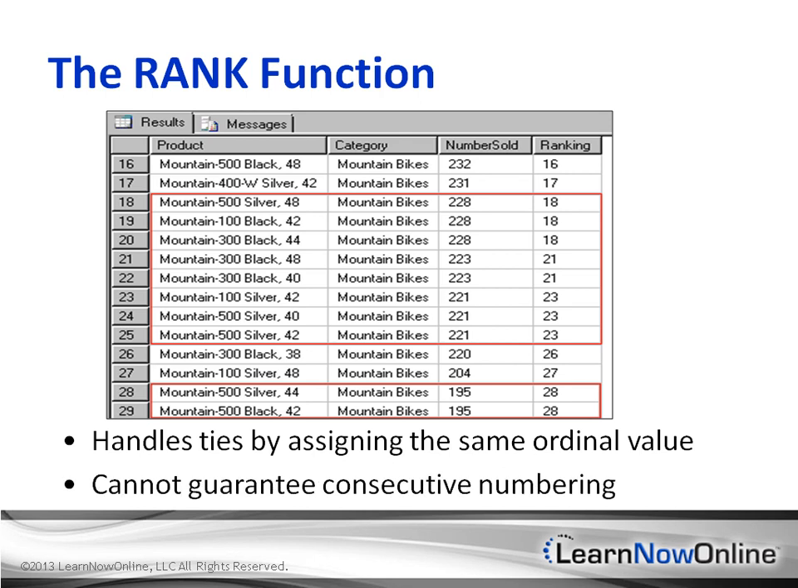What's interesting, though, is it can't guarantee that these numbers are going to be consecutive. And if you take a look at the output here again, you'll notice this. Rows 18, 19, and 20 have all been assigned the ranking 18, which is correct because each of those particular products sold 228 units. However, the very next row, row 21, was assigned the ranking 21. And we might expect that ranking to be 19, as it's the 19th best-selling product.